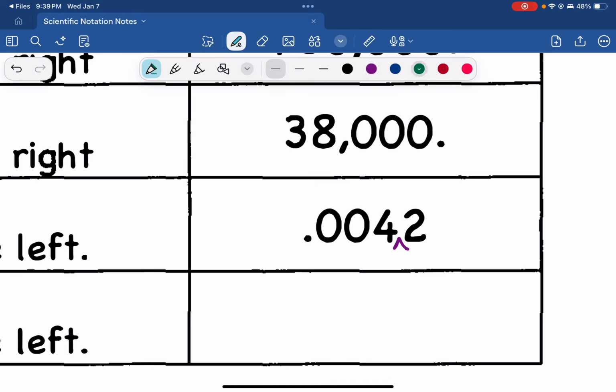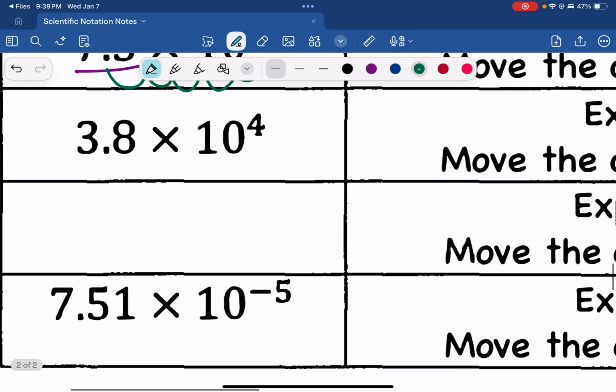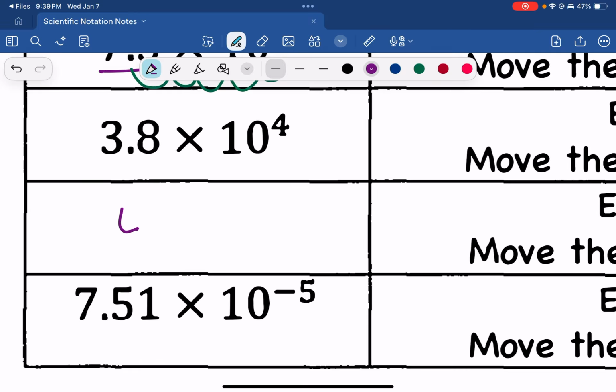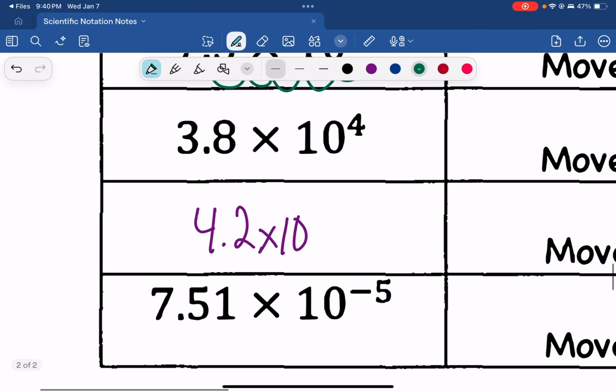Next, we need to count how many times we're going to be moving the decimal. So we move it 1, 2, 3 times. We should also note here that this number is less than 1. All right. Over here, when we go to write it, this would be 4.2 times 10. And we had to move the decimal 3 places. The original number was small, so we're going to put in a little negative sign there. That's how we'd write that in scientific notation.